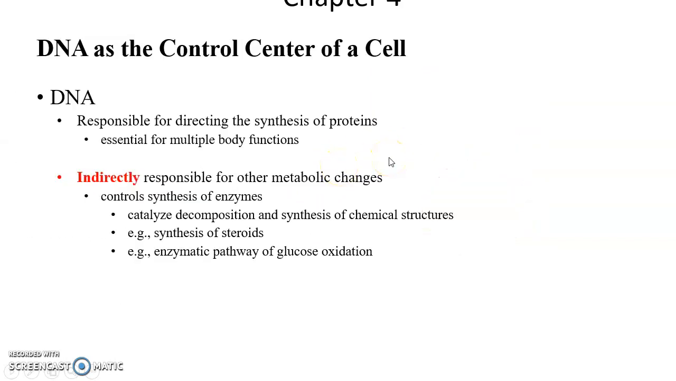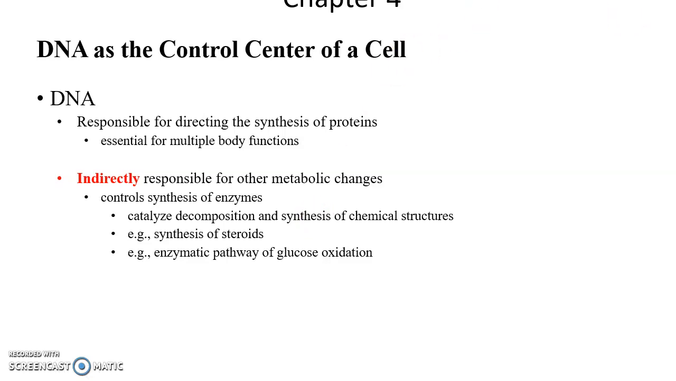DNA is the control center because it directs the synthesis of proteins. It decides when proteins are made, it decides which proteins are made, and proteins engage in the majority of functions and processes in a cell. So that means the DNA controls the functions of the cell.